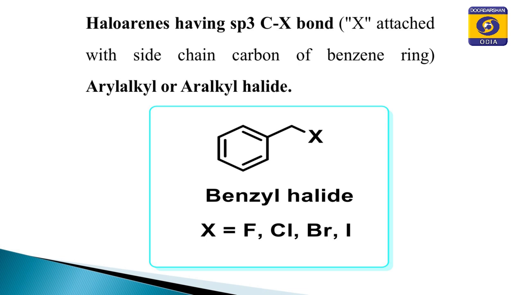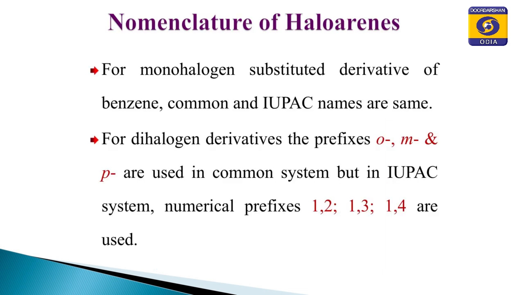So, now come to the nomenclature. So, this is all about your classification. Now let us come to the nomenclature of the haloarenes. Nomenclature of haloarenes is mostly carried out by two methods. One is your common name method and another one is the IUPAC method of nomenclature.